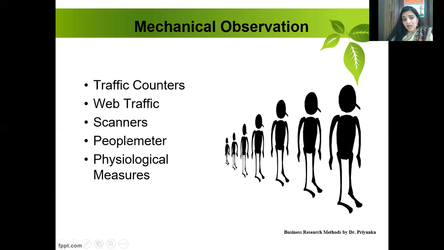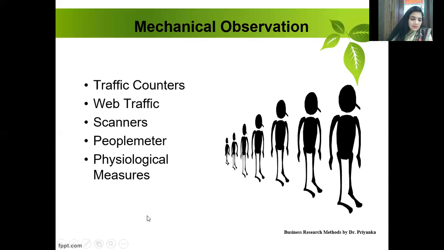Then scanners play a very important role. For example, in the case of traffic counters we also use scanners sometimes, but scanners are used even in public places just for people count as well. Then people meter, how do you use people meter? It is generally for people's reactions and how they behave in one particular situation. You just measure whether they were happy, they were sad, just their facial expressions.